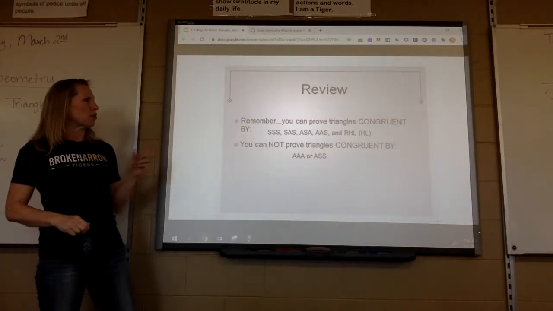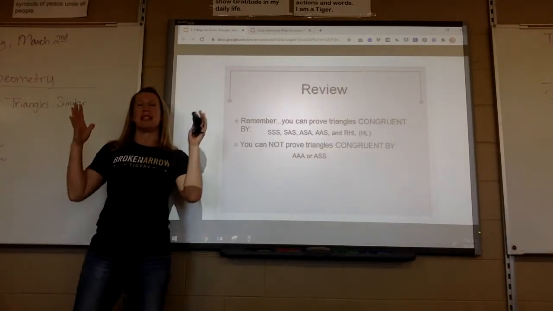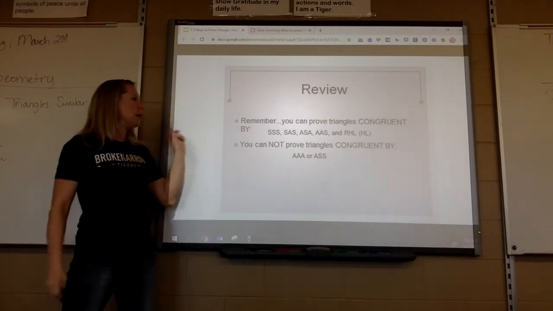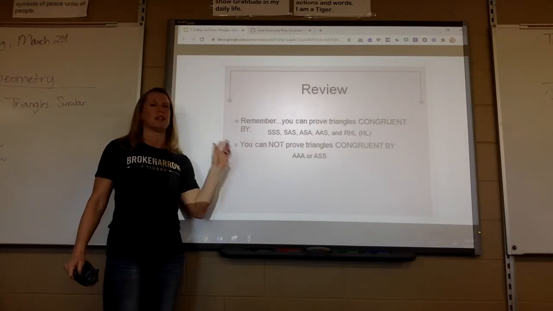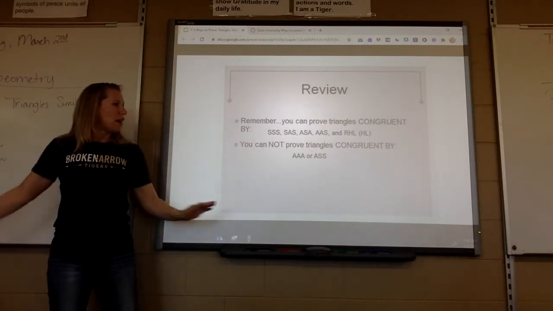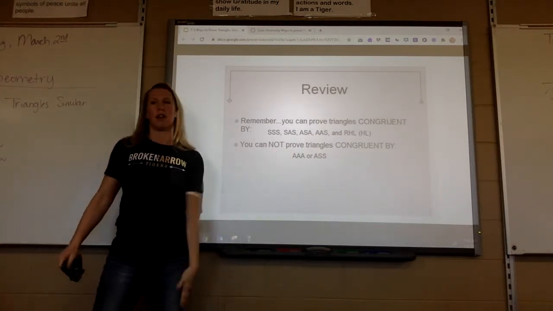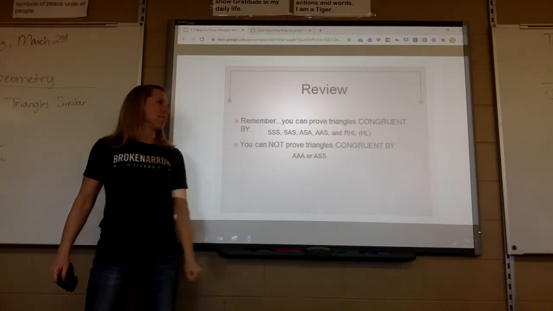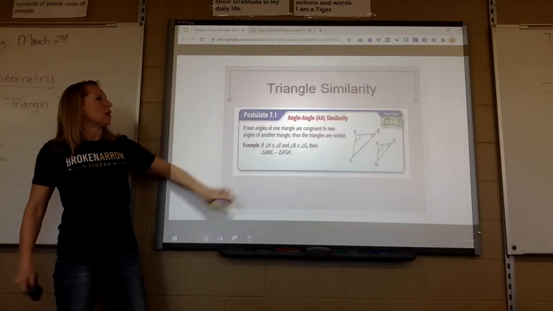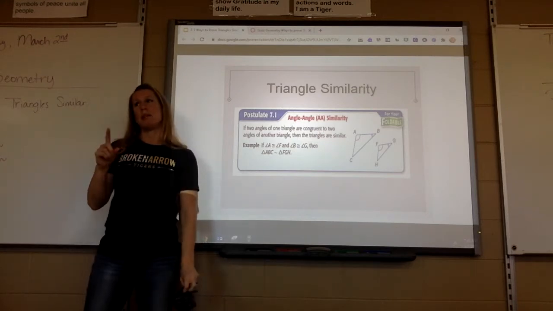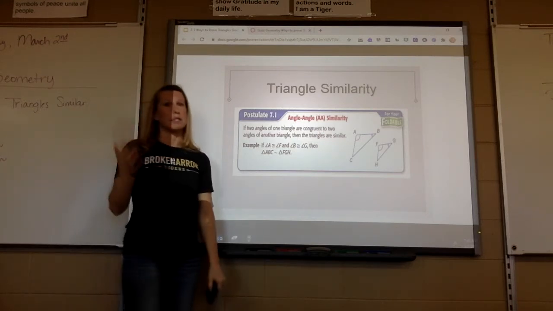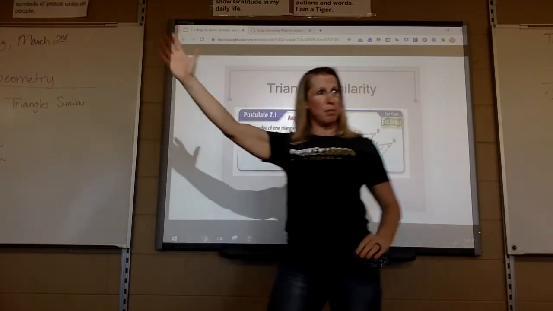So remember, you can prove triangles congruent, that means the exact same size and shape, by side, side, side, side, angle, side, angle, angle, side, or HL. Never, ever prove triangles congruent by AAA or ASS. That's a bad word. So today we're going to learn how to prove triangles are similar. Remember, similar is the same shape, but not necessarily the same size. So one could be smaller, one could be bigger.